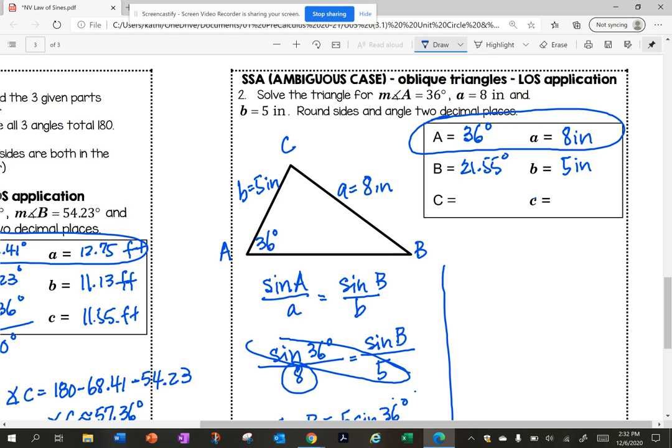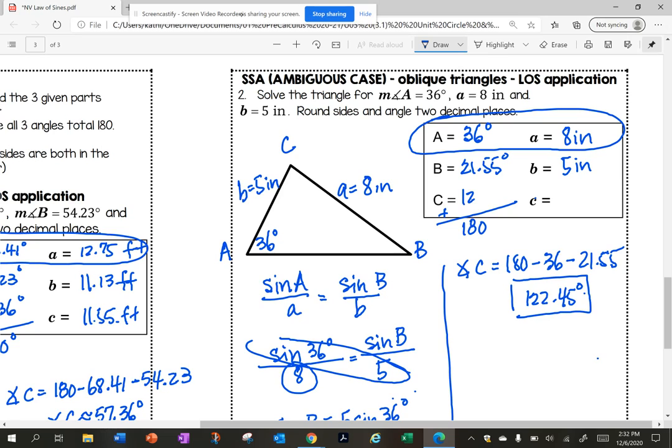Okay, so I'm going to find the third angle next. I'm going to use the triangle sum theorem, so I know when I add all three angles, they total 180. So the measure of angle C is 180 minus 36 minus 21.55. And I get angle C as 122.45 degrees.